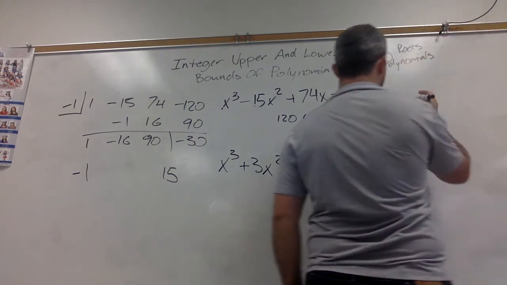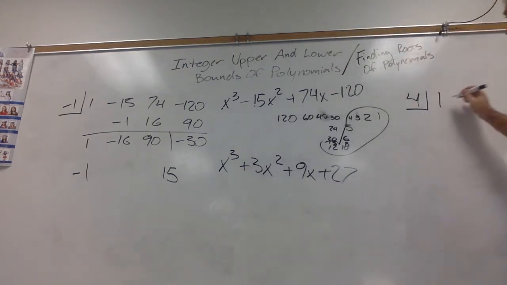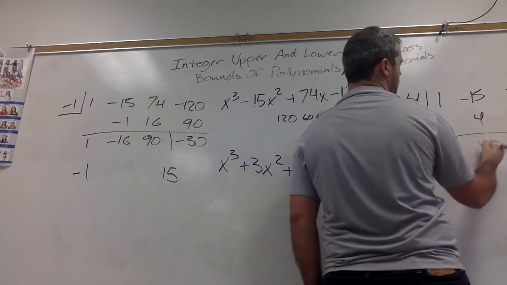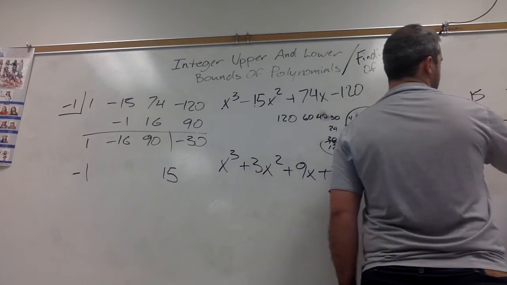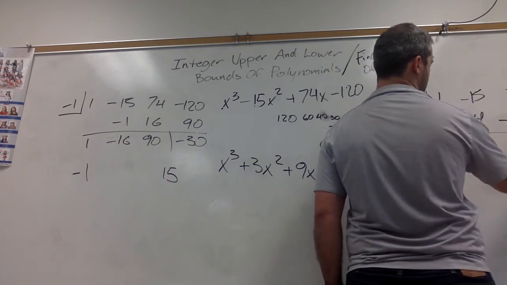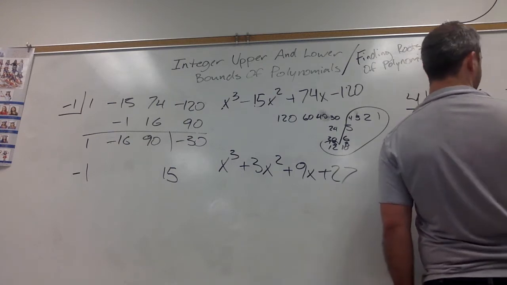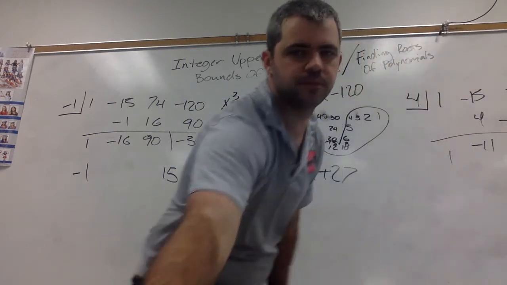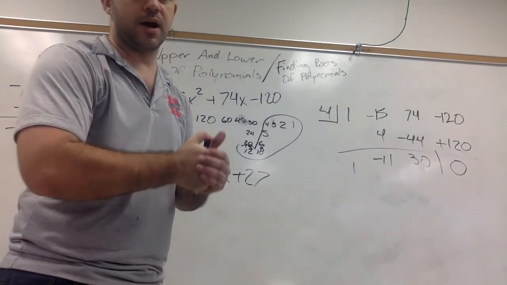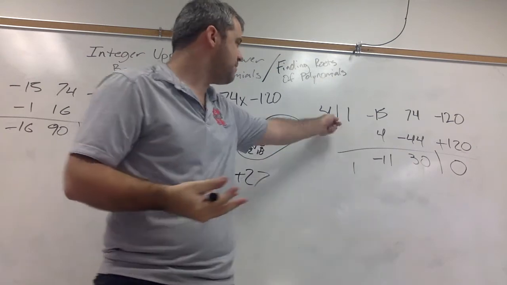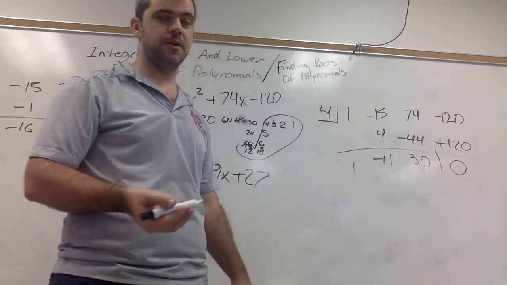Let's see. Let's try 4. 1, negative 15, 74, negative 120. So we get 1, 4, negative 11, negative 44. This is 30, negative 120, or sorry, positive 120. So this is 0. Sorry, you didn't see all that. Now, here's the good news. We found one of our roots.